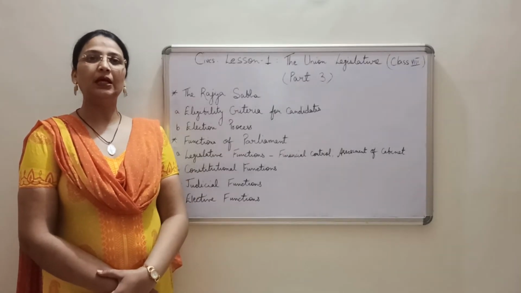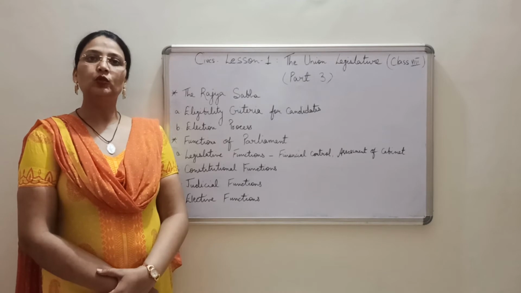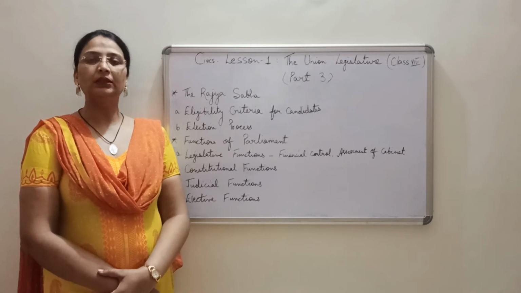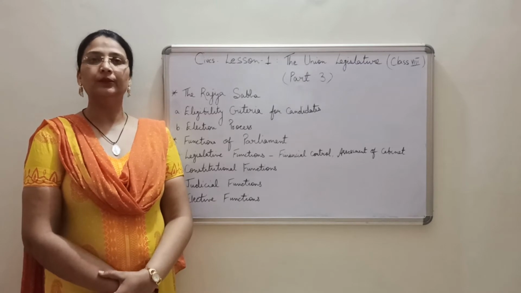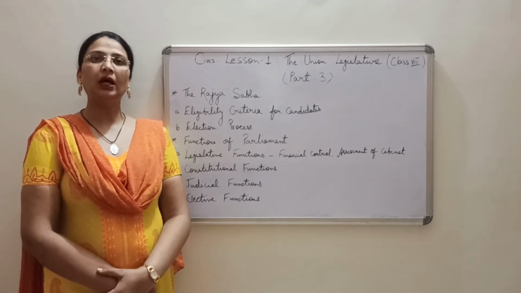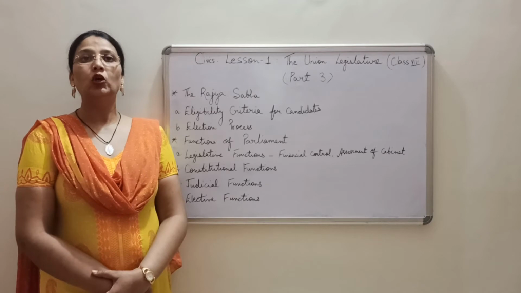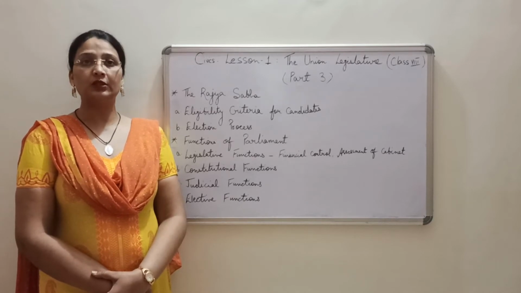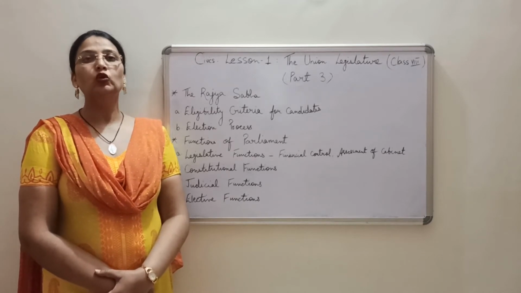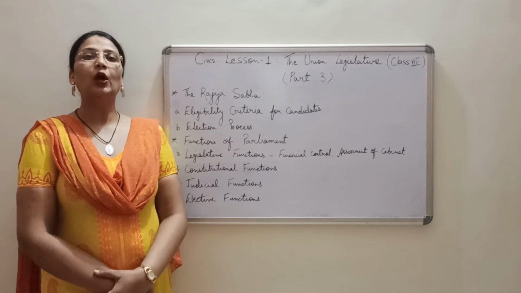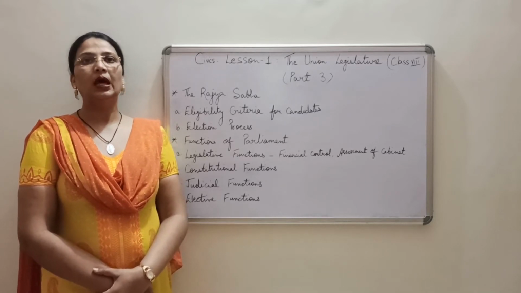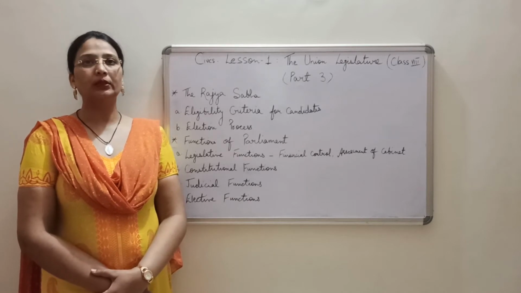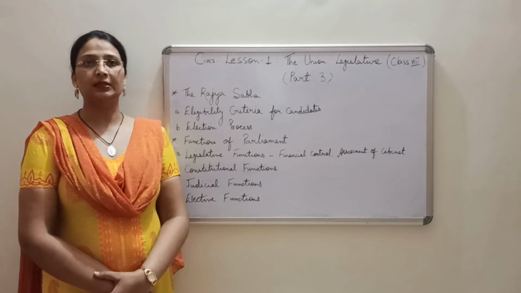The Rajya Sabha is not subject to dissolution. One third of its members retire every second year. Rajya Sabha at present has 245 seats. Of these, 233 members represent the states and the union territories and 12 members are nominated by the President.